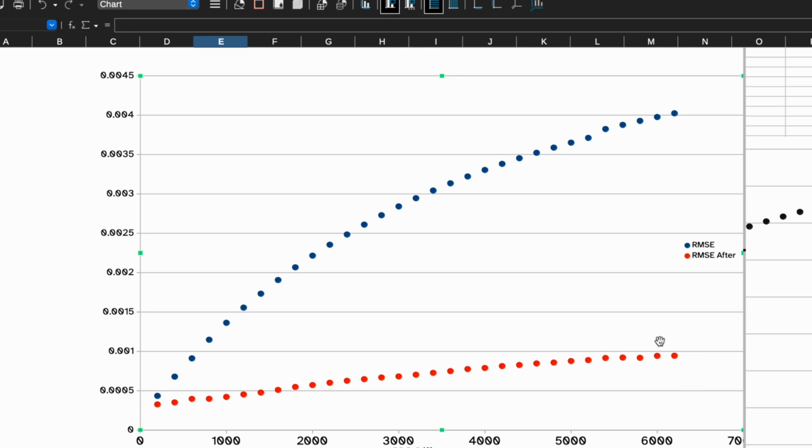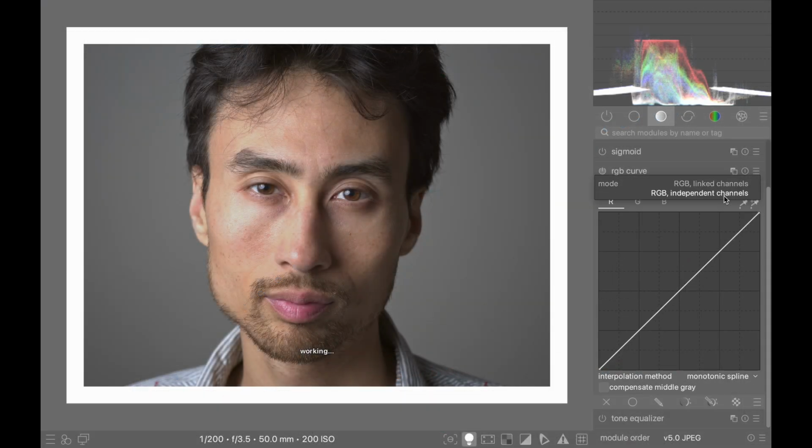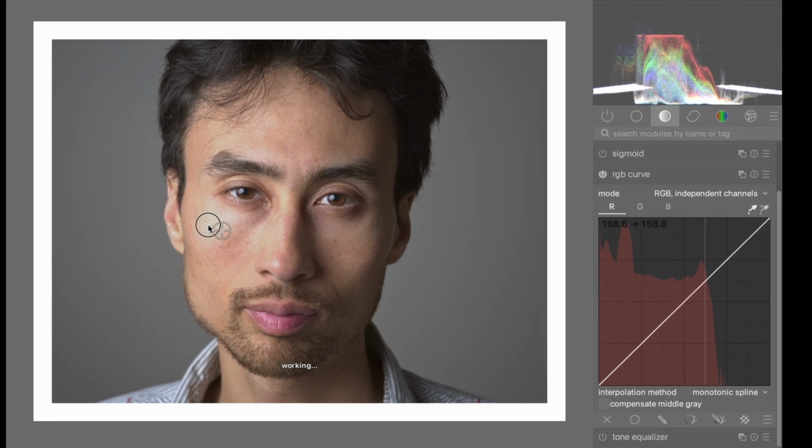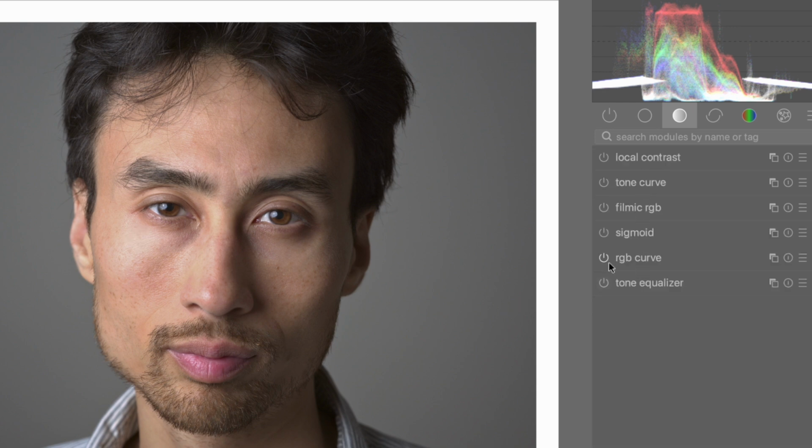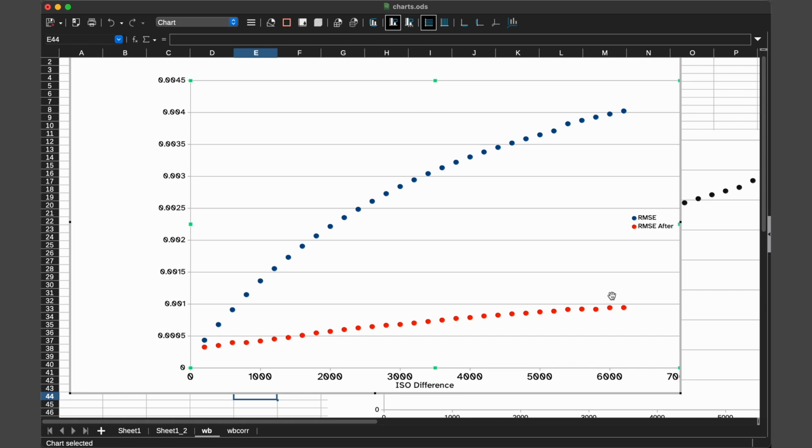So let's say I take the image that is like 6,000 kelvins off. I can actually go into Darktable and correct that. I can correct it a little bit more by using the RGB curve independent channels, or any raw developer. You just go to the curve tool and use independent channels. When you do that, you can actually correct a lot of that cyan look in the highlights.